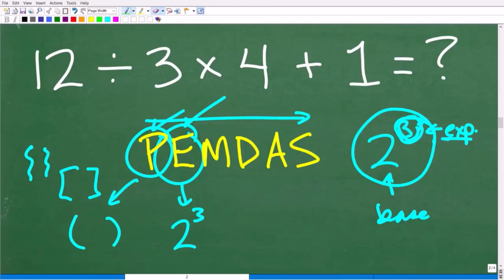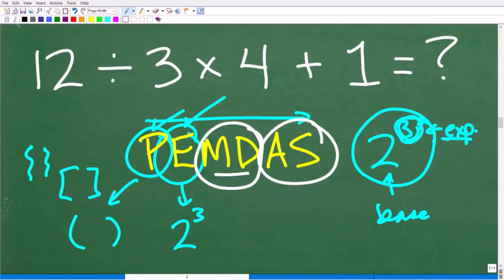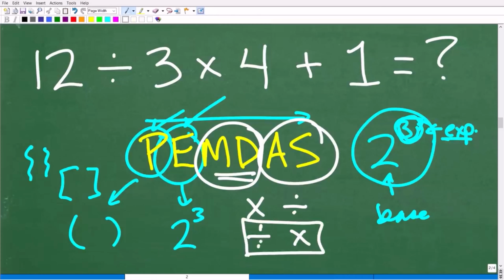The way this checklist works at this point is that M and D, and A and S, are groups. So what you're going to do here is any multiplication or division, whatever shows up first from left to right. Whatever you see first from left to right. So if I see multiplication first and then division, I'm going to do it this way. But if I see division and then multiplication, I'm going to do it this way, because division shows up first from left to right. And addition and subtraction work the same way.